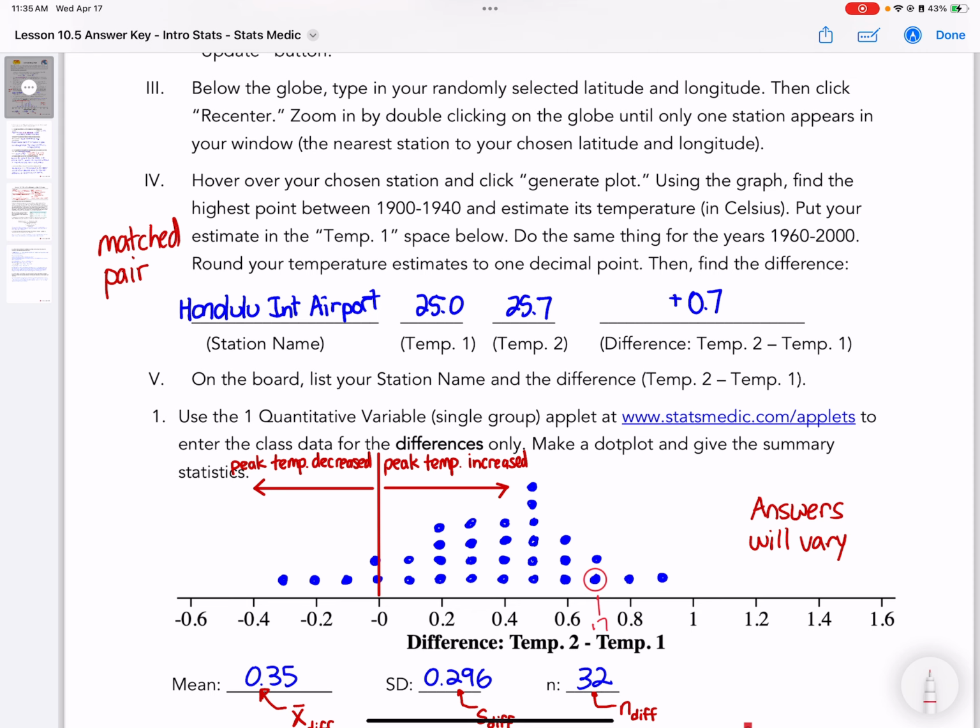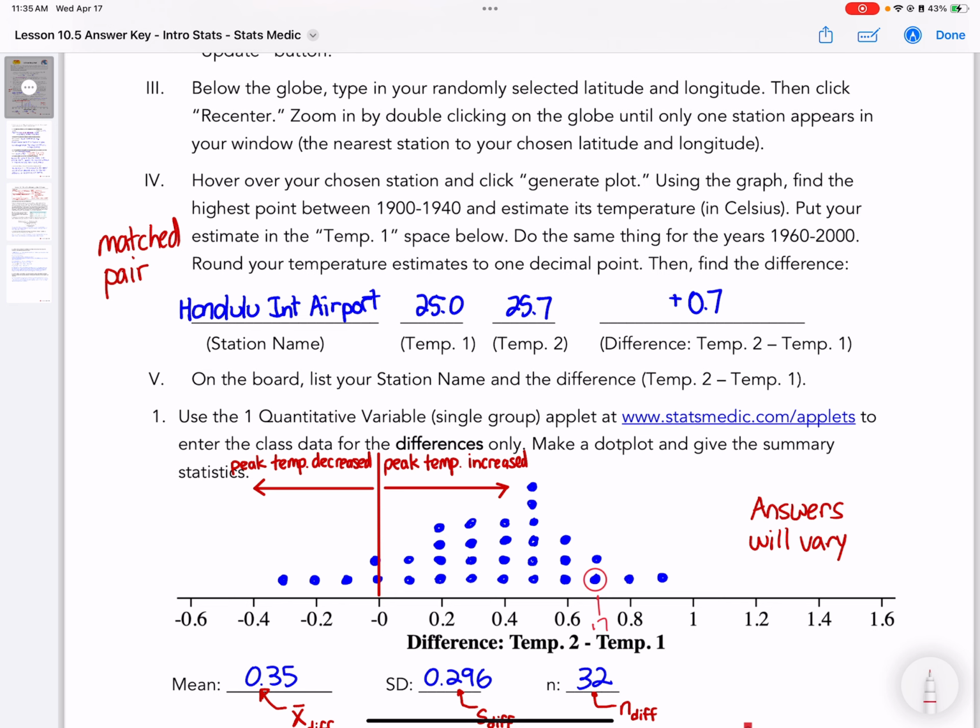Now you can see where I have marked 0. Anything at 0 means there's no increase or decrease. Anything less than 0 means the temperature has decreased. Anything greater than 0 means that it's increased. And of course, answers are going to vary depending on what class you have and what sample you have.